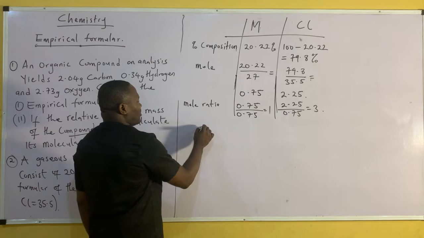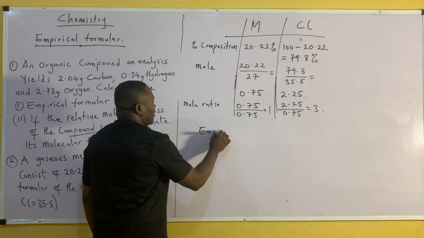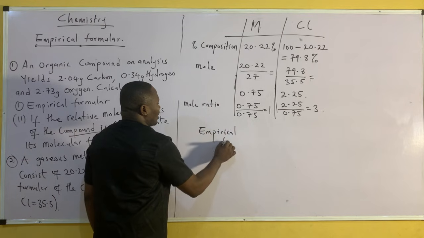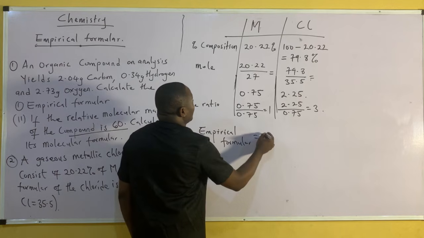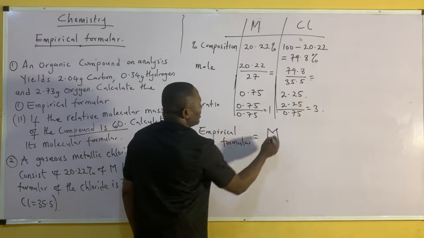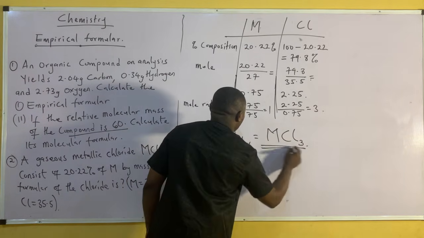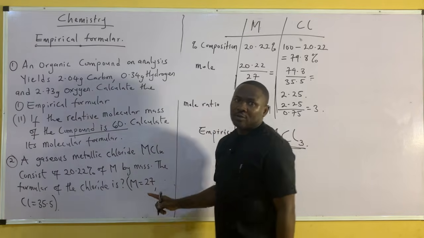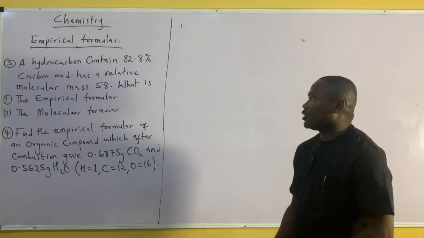So now my empirical formula is what now? Is M1, no need to put it there, then Cl3. So that becomes the answer to this question. Thank you. Now let's look at question number 3.